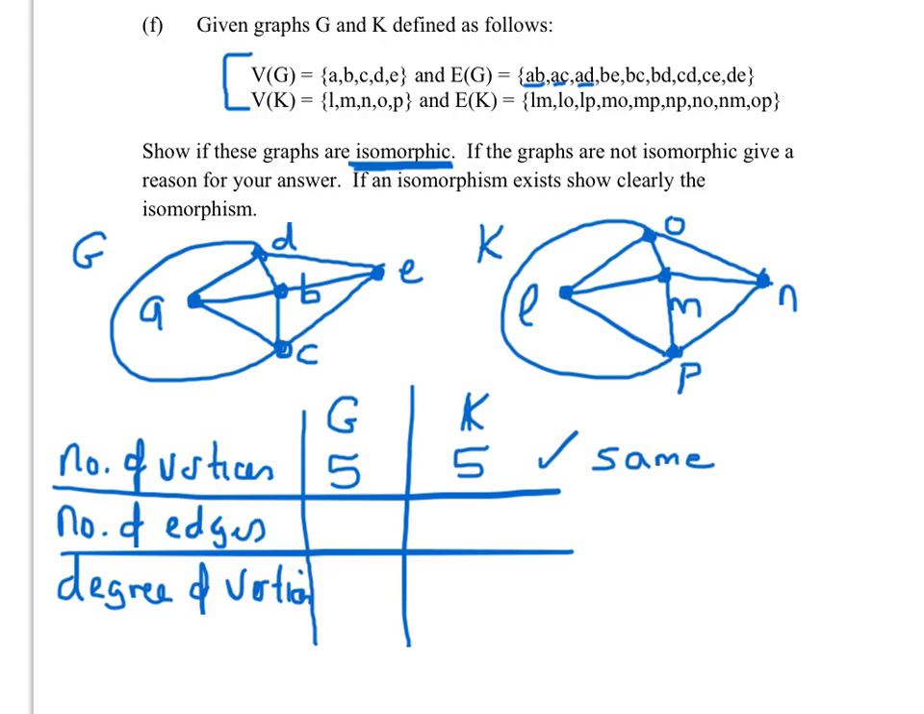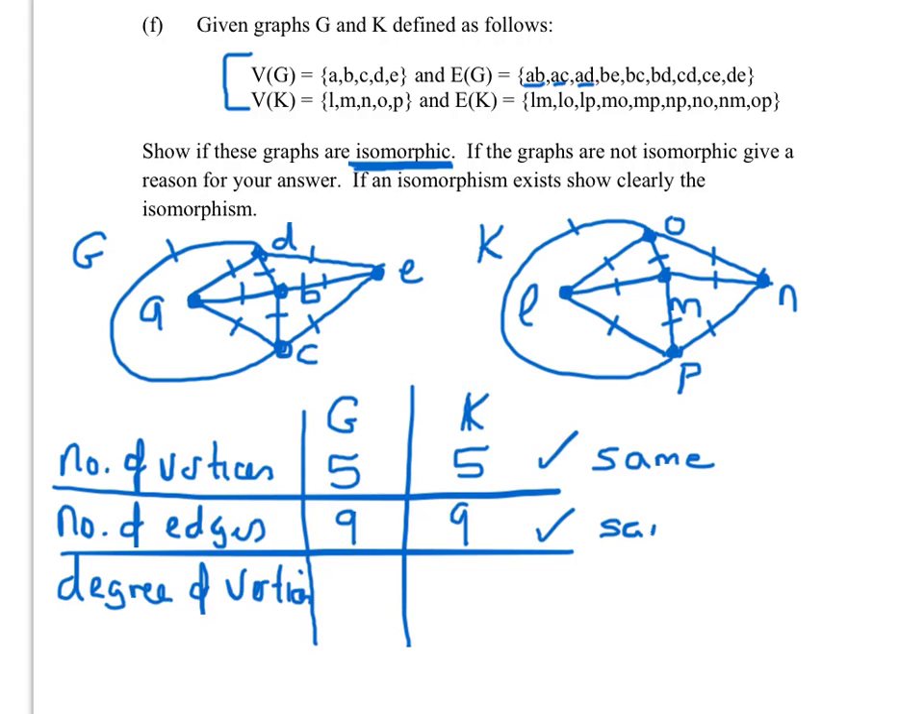Now, if they weren't the same, you would automatically conclude that G and K are not isomorphic, because obviously for the two graphs to be the same, they'd have to have the same number of vertices. Do exactly the same for the number of edges. Let's count the number of edges. 1, 2, 3, 4, 5, 6, 7, 8, 9. There's 9 edges for G. And there's likewise, counting them, 9 edges for K.